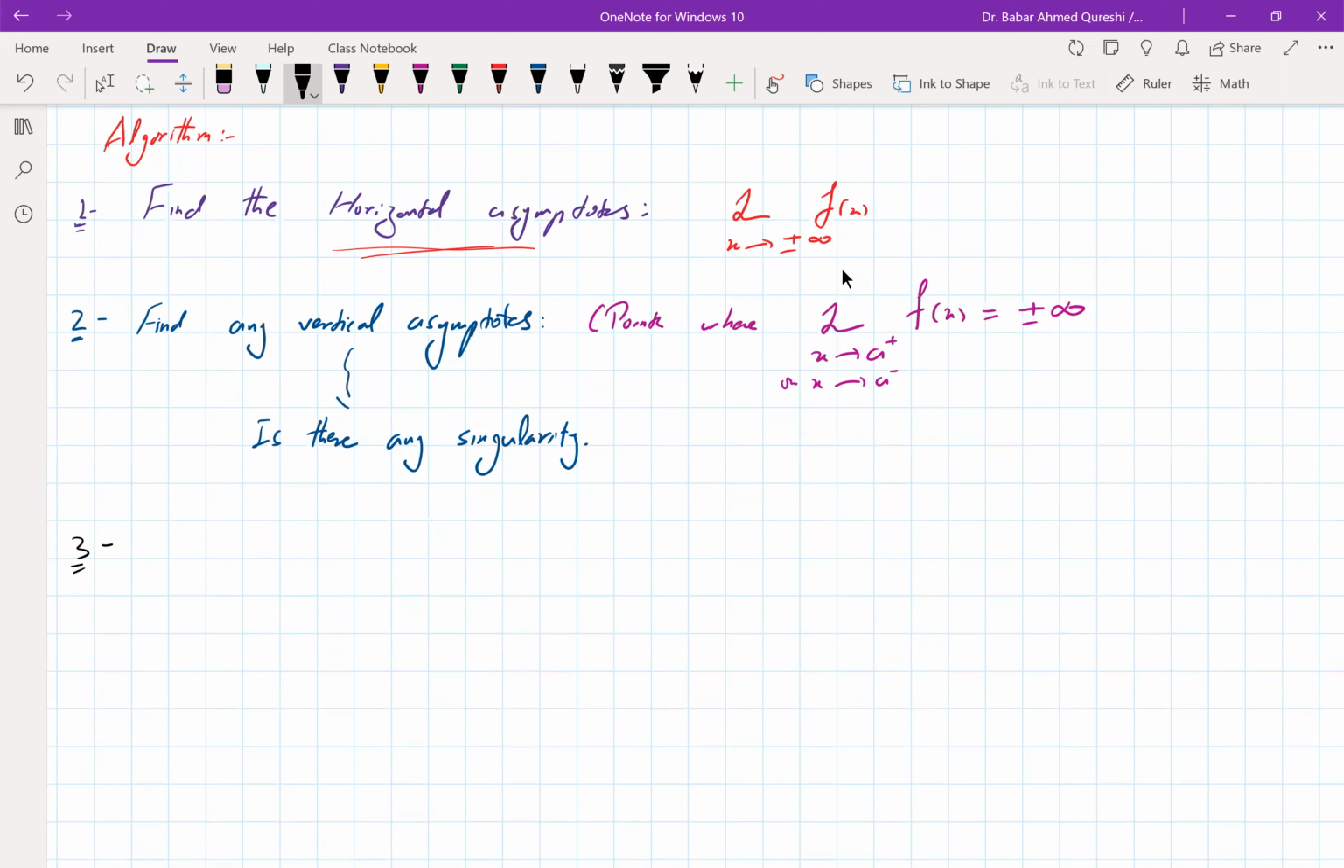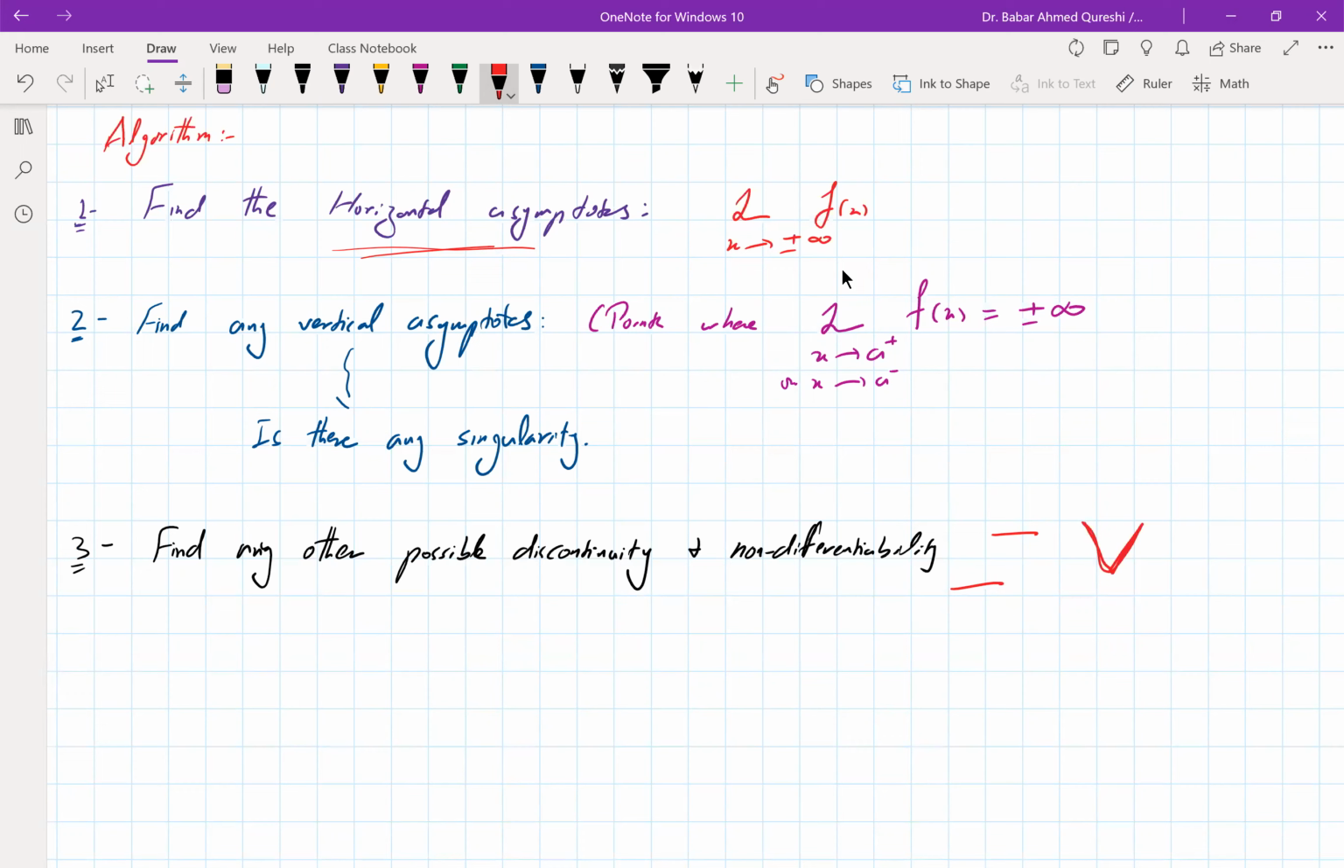Then find any other possible discontinuities and non-differentiability, though these are usually not required. You just want to make sure that if there is some jump or some kink, you know where it is. But when you're given a formula which is not broken up into pieces, usually these things don't arise.